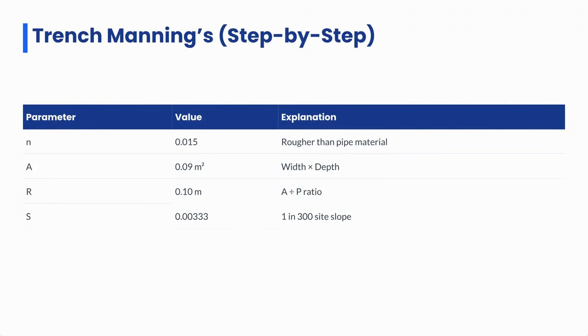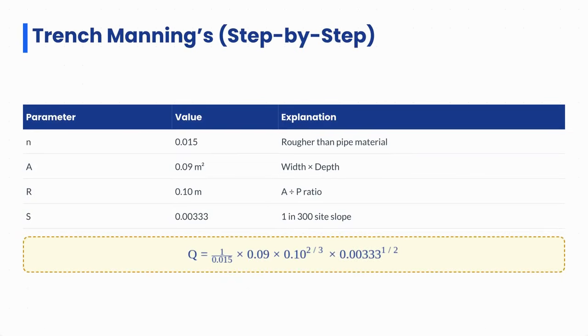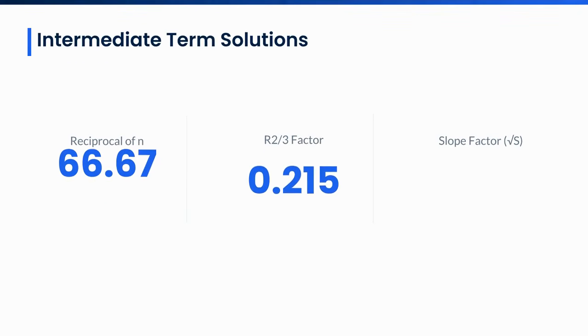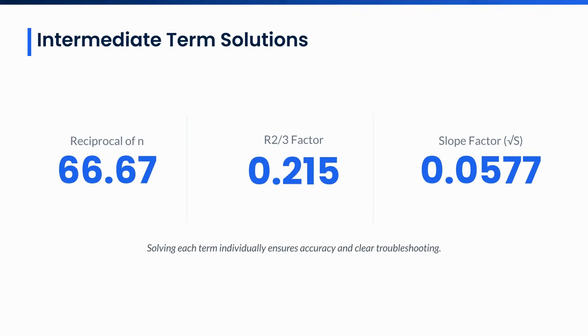Here is the step-by-step application of Manning's formula for the open trench, substituting the flow parameters for this rectangular geometry. Solving the intermediate terms individually ensures accuracy. The reciprocal of n is 66.67. The R to the power of 2/3 factor is 0.215, and the square root of the slope factor is 0.0577.